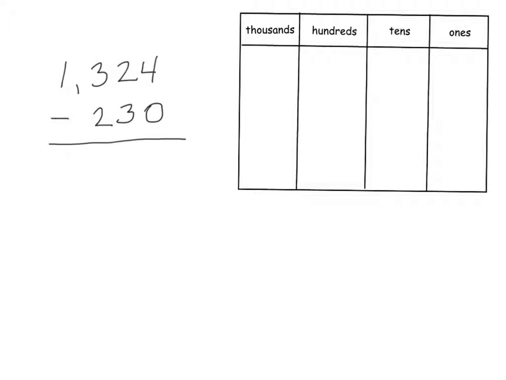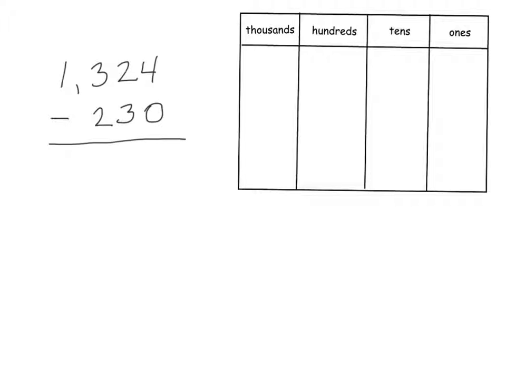Let's talk about subtracting with regrouping using the standard algorithm. As you can see, I have a place value chart. That way it's easier to visualize exactly what's happening when we regroup. So I have the number 1,324.